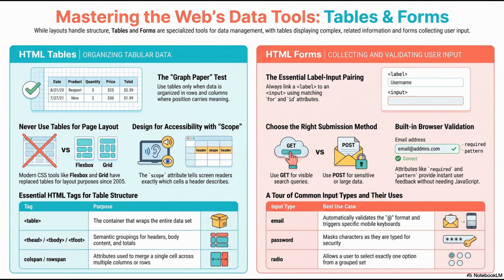But while those tags help with visual rendering and printing, there is a tiny, often ignored attribute that the deck highlights. And it is arguably the single most important detail for web accessibility. It's the scope attribute. Okay, wait, let me push back on this for a second.